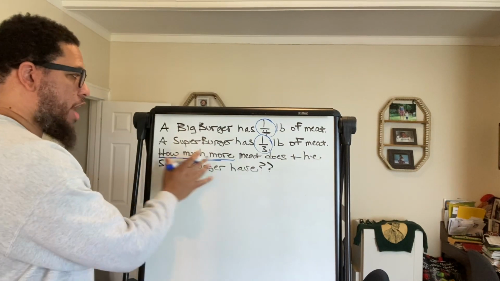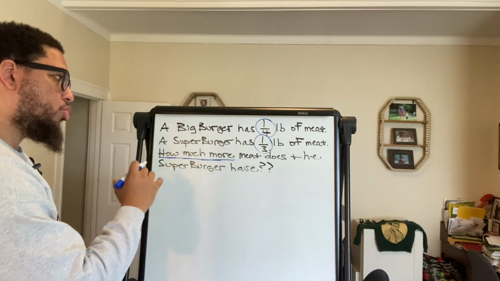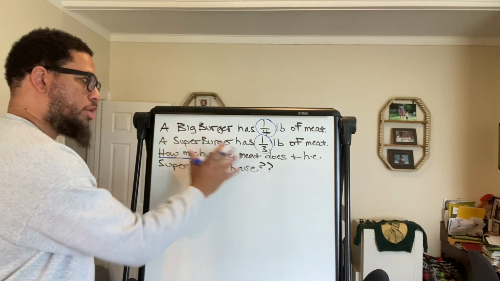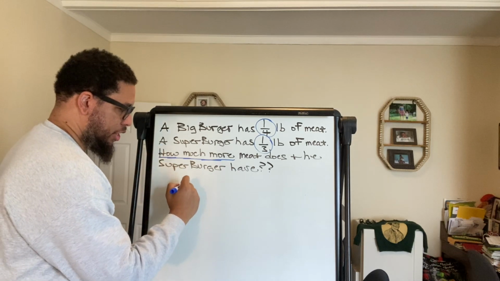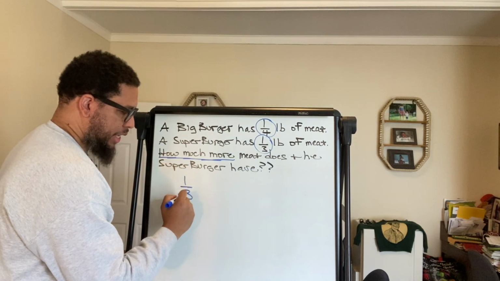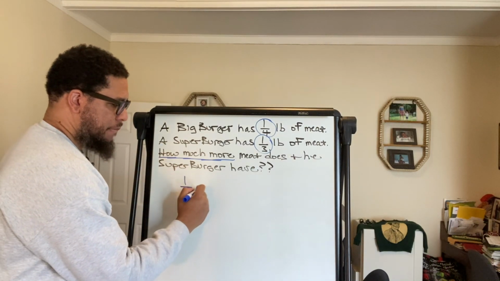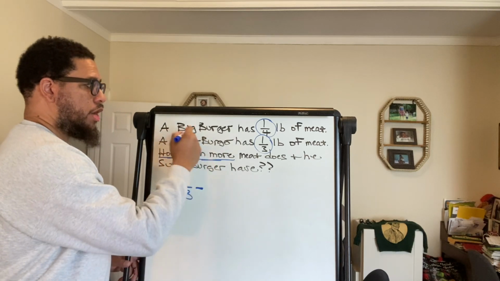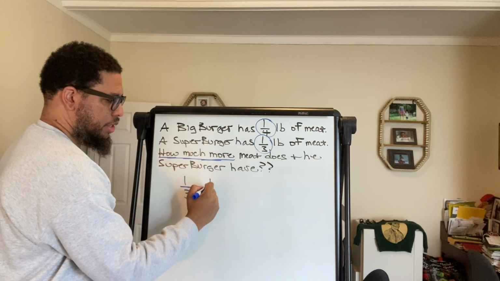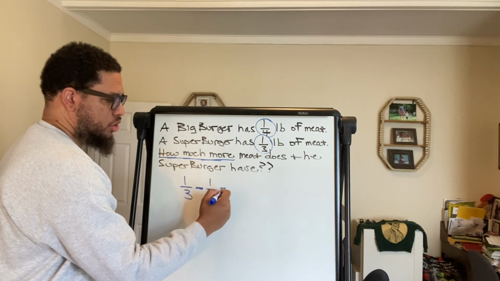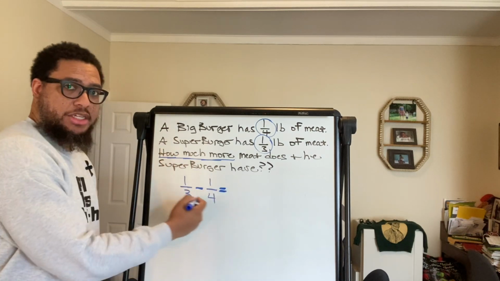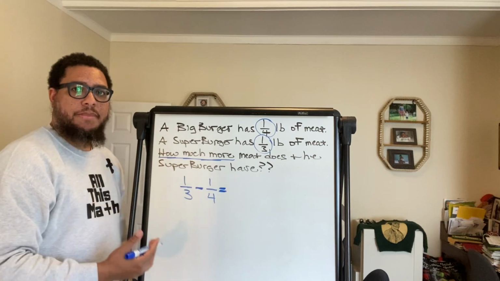But anyway, all right. So how much more means you do subtraction. We know the super burger has more, so that's gonna be the first number in our subtraction problem or our subtraction equation. 1/3 minus the other burger, the big burger, which is gonna be 1/4. 1/3 minus 1/4. Now, something I always talk about, which is when we subtract fractions, we must have common denominators.